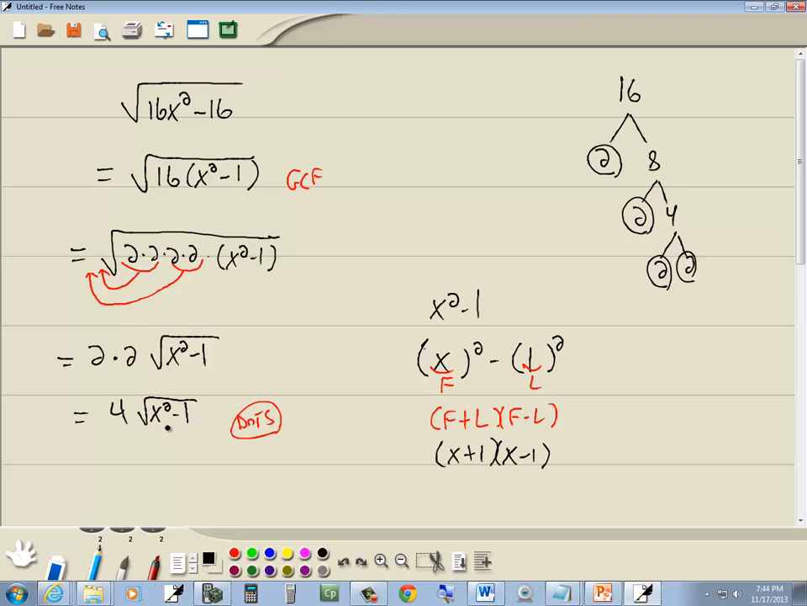Now that doesn't benefit us any, because I could factor this, but remember the square root, we're looking for a pair of somethings. Well, these aren't the same, so nothing can come out, and this is actually our answer right here.